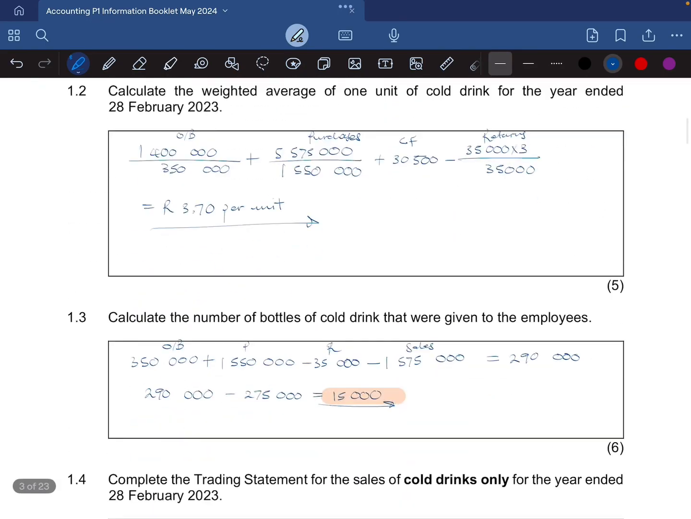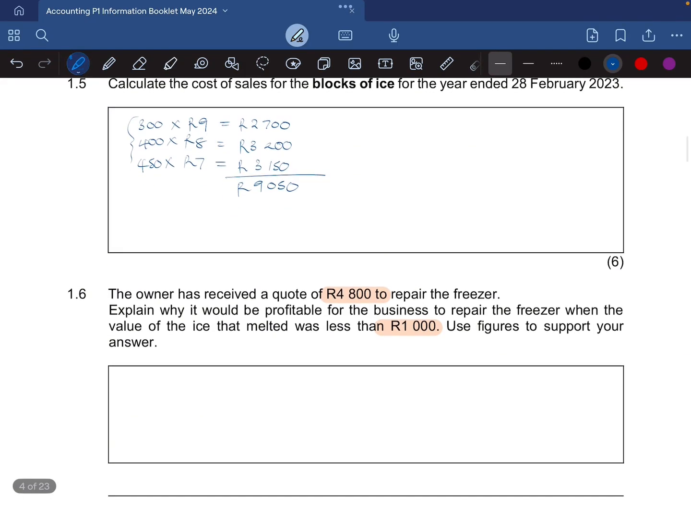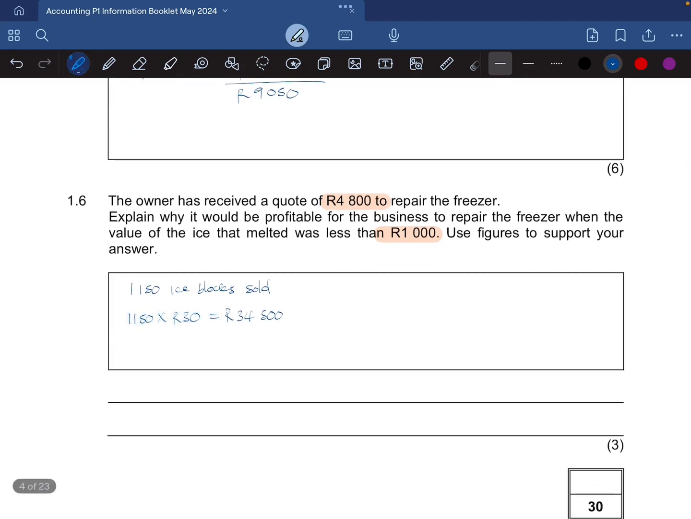So we have sold a total of 300 plus 400 plus 450. So 300 plus 400 plus 450 will give us 1,150 ice blocks sold, right? So the 1,150 multiplied by 30 rands is 34,500, right? So that's 34,500 that we have earned from the sale.